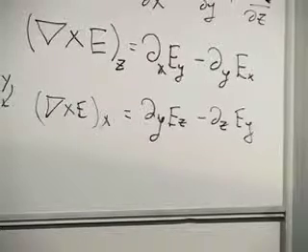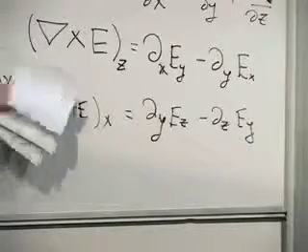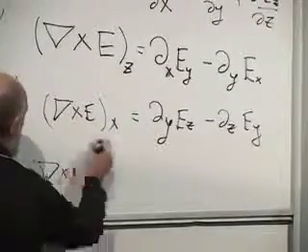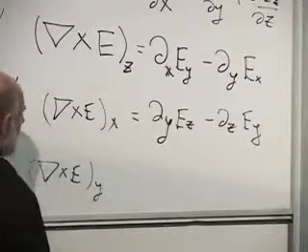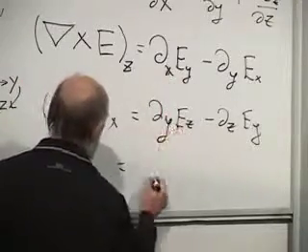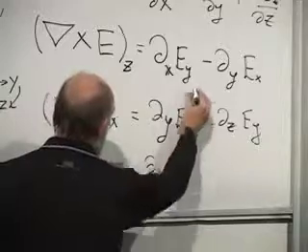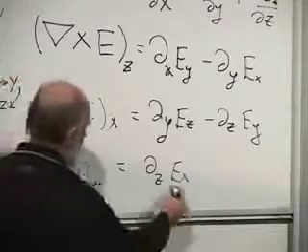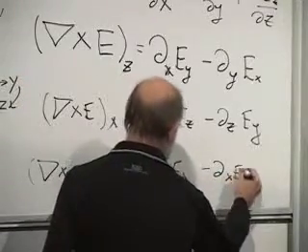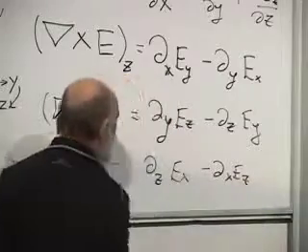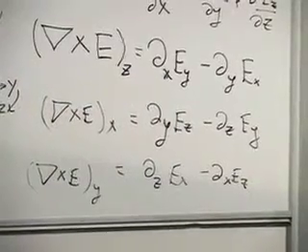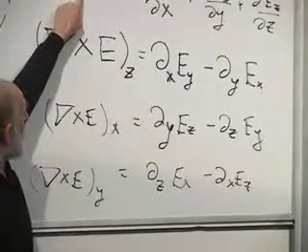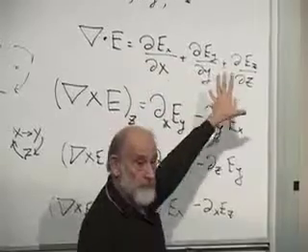And what would be next? You cycle once more through the three letters of the alphabet. Del cross E, the y component, is equal to: the next one will be z, and z goes to x, minus dx Ez. These are the three components of a curl. So this is an operation that you do on a vector and gives you another vector. This other one is an operation that you do on a vector and gives you a scalar.